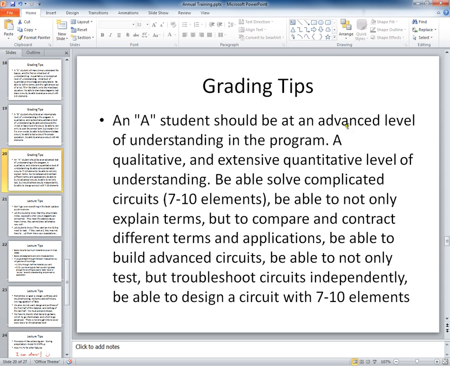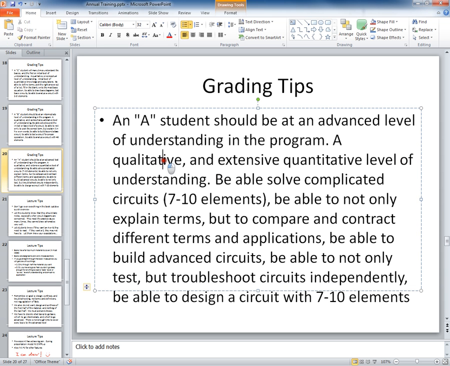An A student should be at an advanced level of understanding the program, a qualitative and extensive quantitative level of understanding. That means math and conceptual. Be able to solve complicated circuits, 7 to 10 elements, in series, parallel. Be able to do, of course, the advanced node voltage method and superposition, things like that. But to compare and contrast different terms and applications, be able to build advanced circuits, be able to not only test but troubleshoot circuits.